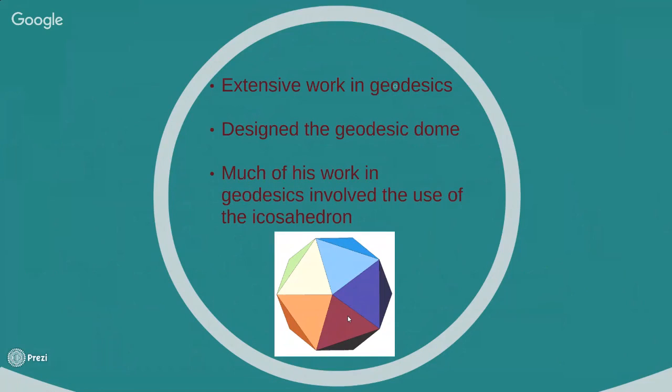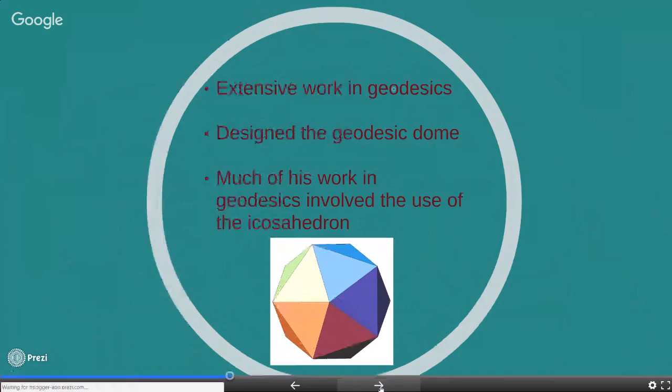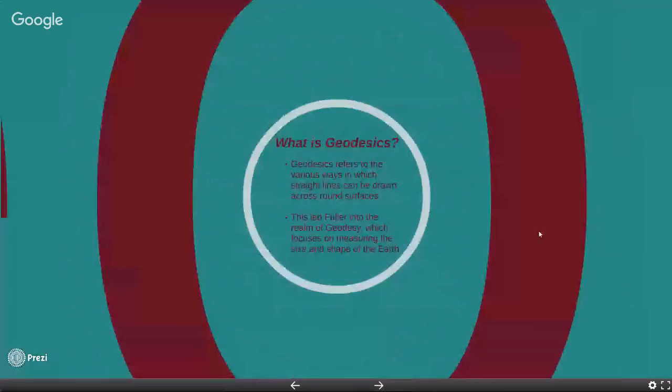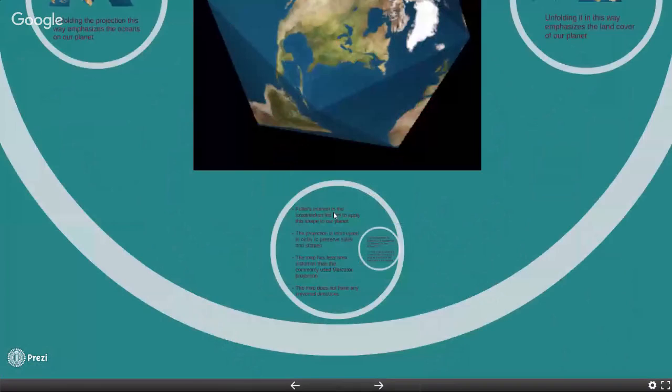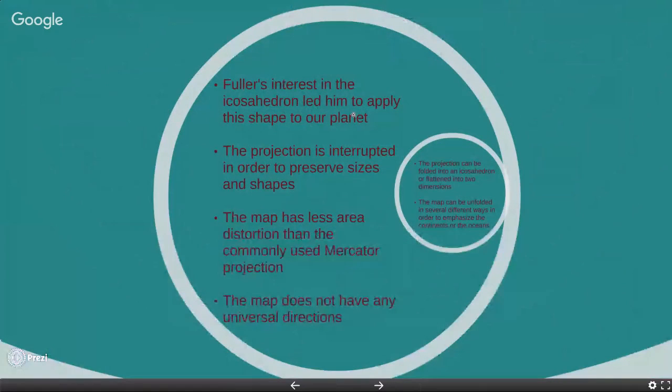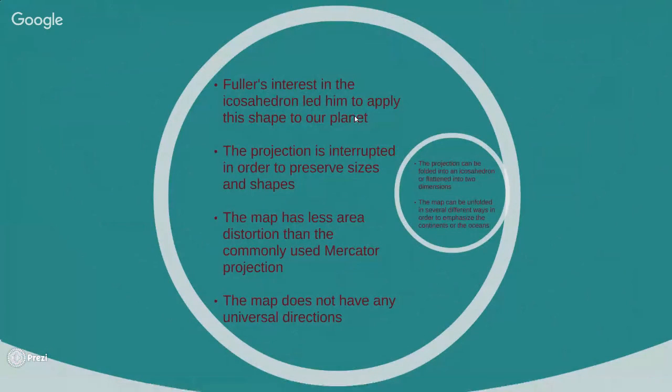He wanted to see how he could measure the Earth and how he could project those measurements in a way that didn't distort them or change the measurements. And so this led him to develop the Dymaxion projection, which is a map in the shape of an icosahedron. And what this does is it allows the sizes and shapes of the continents and oceans to be preserved.